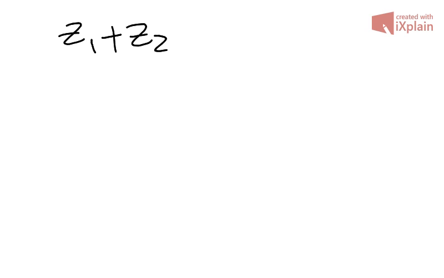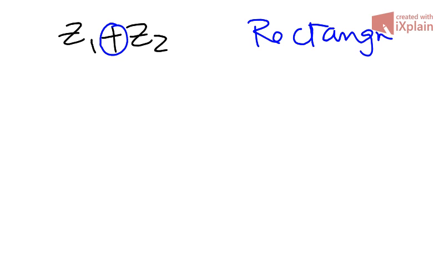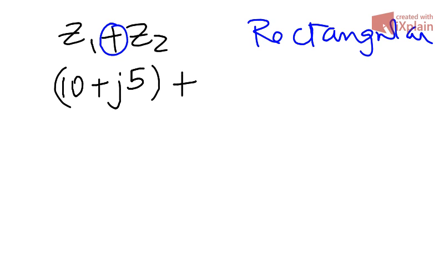So addition, the best way will be rectangular form. So we're gonna get Z1 in rectangular form was 10 plus J5, and we want to add that to Z2. We converted into rectangular form as 17.3 plus J10.